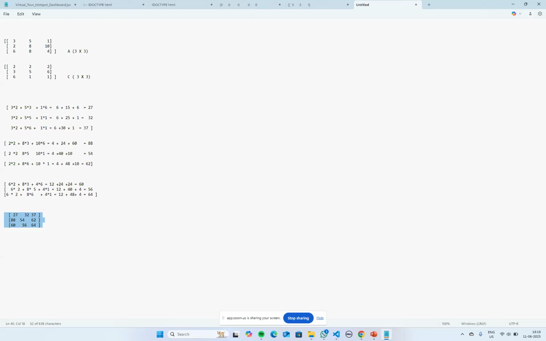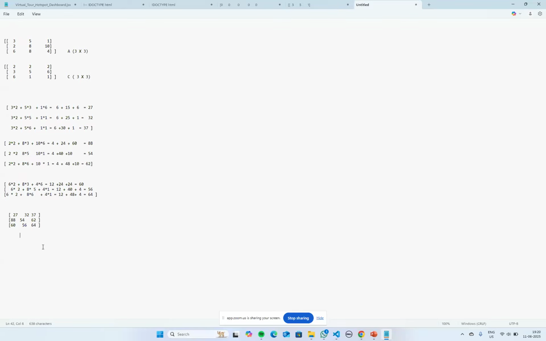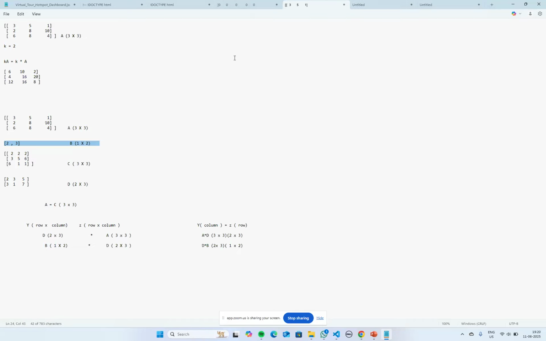Any doubts on this one? No, sir. So we'll go for the second type, right? B cross D was possible, so we'll try to see that as well. And D values are 2, 3, 5.